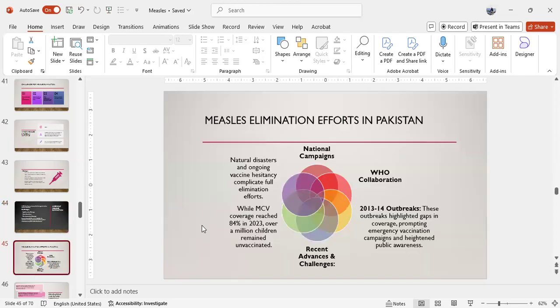Measles elimination efforts in Pakistan. There are many national campaigns. Then obviously there is WHO collaboration. In the 2013-14 outbreak, the outbreak highlighted gaps in coverage, prompting vaccine emergency campaigns and heightened public awareness. While MCV coverage reached 84% in 2023, over a million children remained unvaccinated. Natural disasters and ongoing vaccine hesitancy complicate further elimination efforts.